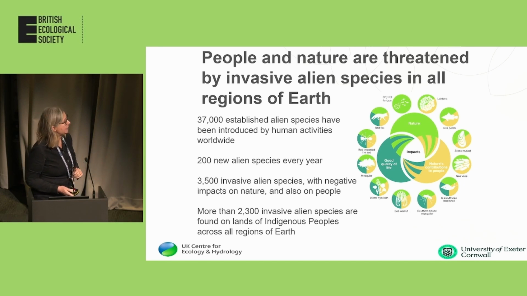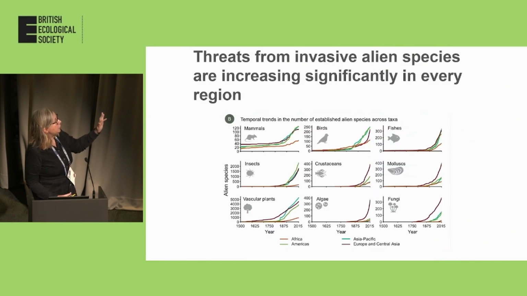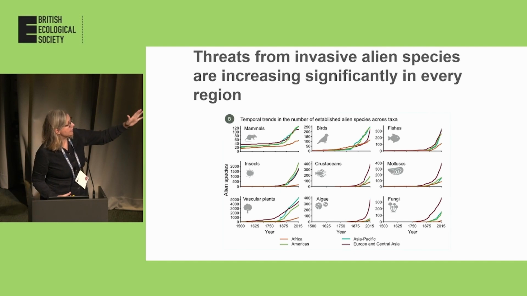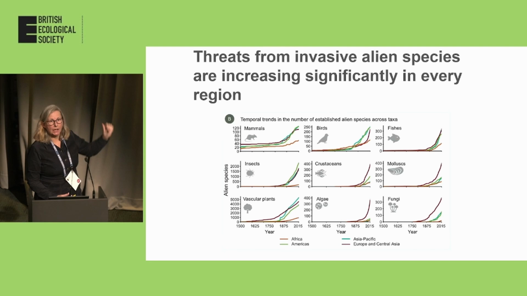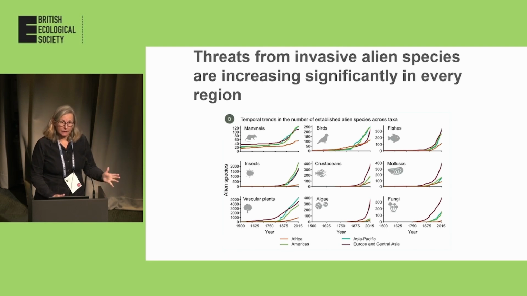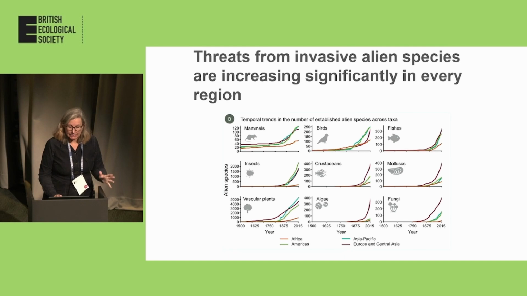And when we look at the trends over time, for all these different taxonomic groups, with the number of alien species, we can see all of the lines going up in all regions of the world for all of these different taxa. So the threat from invasive alien species is increasing significantly in every region.